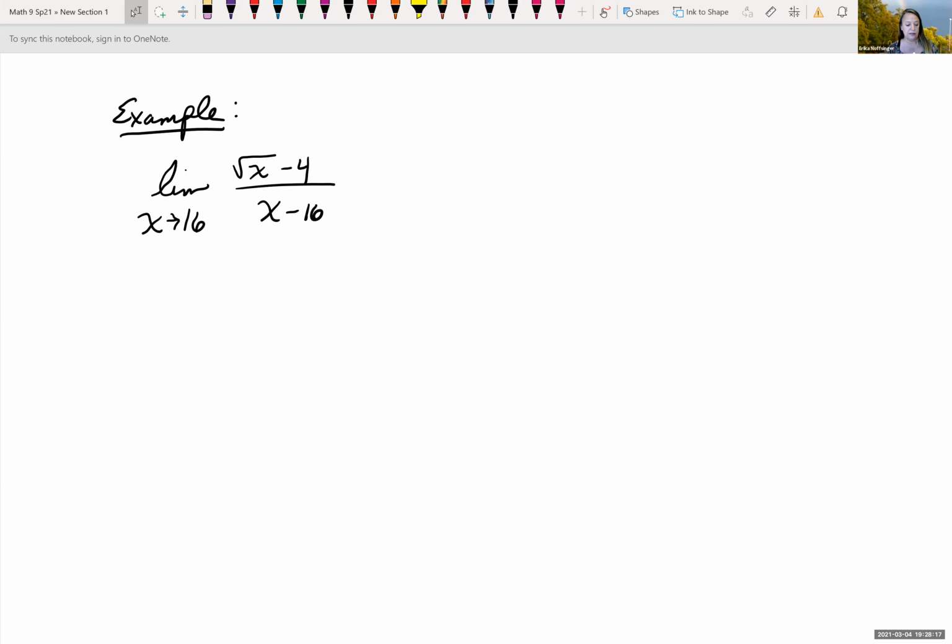I need to go manipulate this. It's rational and I have a radical. So to deal with that, you're going to clear the radical, and we can do that by multiplying through by our fancy one. The square root of x plus 4 is the conjugate of the square root of x minus 4. So we're going to multiply both top and bottom by the square root of x plus 4.